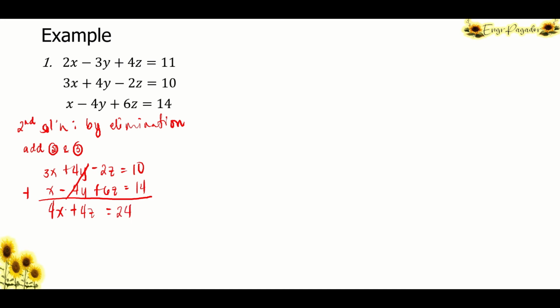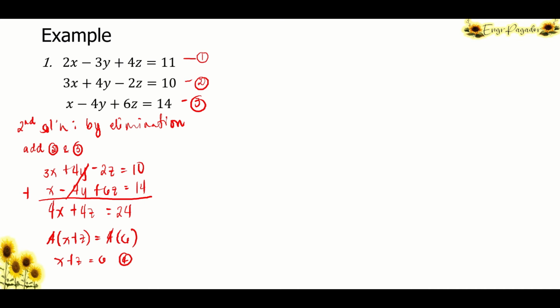So, from here, pwede pa ulit natin siyang isimplify. So, how do we do that? They have a common factor, si 4. So, let's factor out si 4 here. So, 4 times x plus z is equal to 4 times 6. So, we can cancel this one. Kasi if we divide both sides by 4, of course, magka-cancel siya. So, we will have x plus z equal to 6 as an equation. So, let's say this is equation number 4. So, this is equation number 1, equation number 2, and equation number 3.